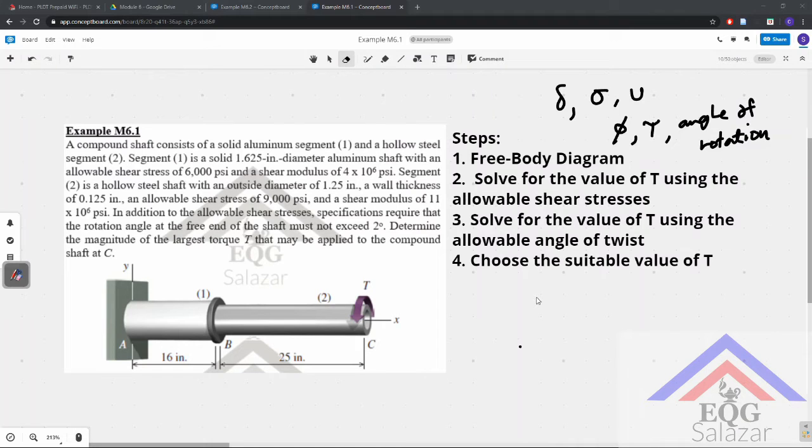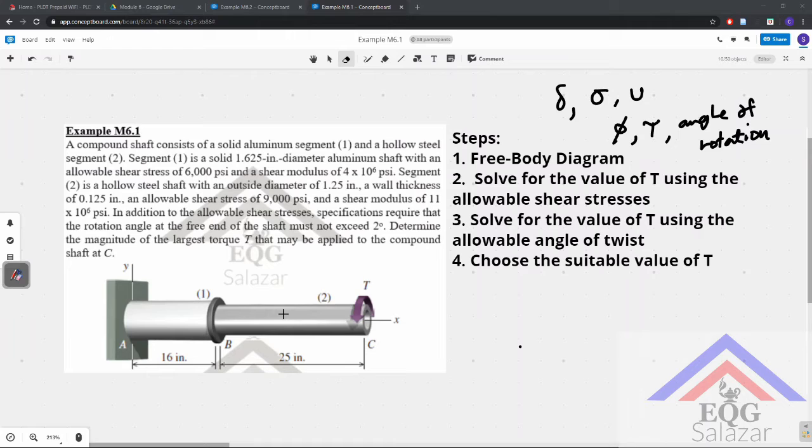All right. So, to make the problem solving process systematic, the following steps will be carried out. We will draw out the free body diagram by passing sections through segments 2 and 1 to expose the internal torques in order for us to apply the equilibrium condition so that we can relate the applied torque to the internal torque in segments 1 and 2.